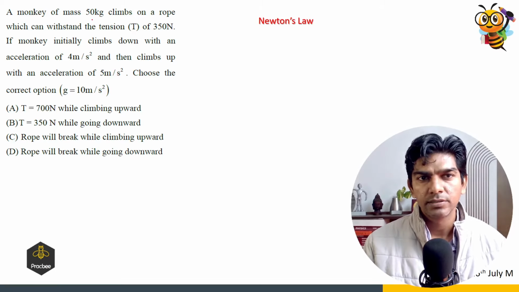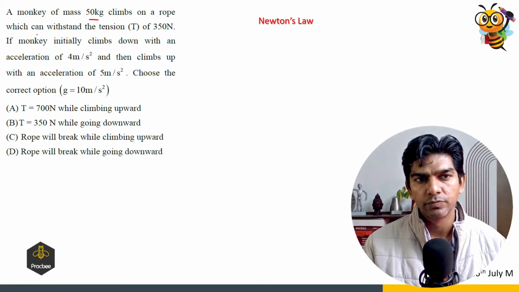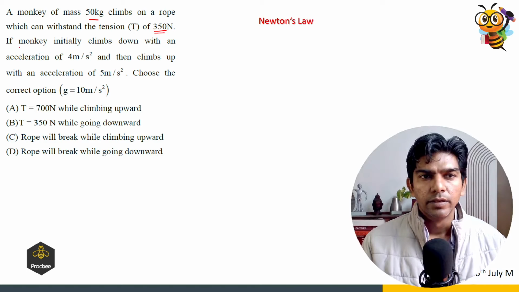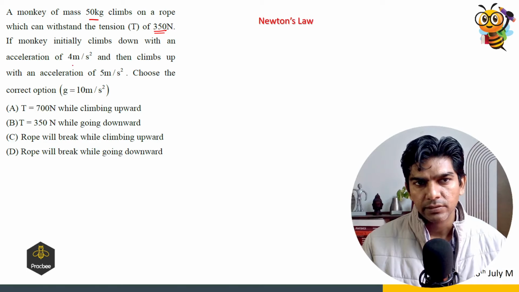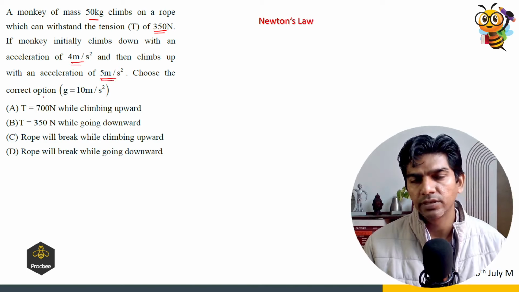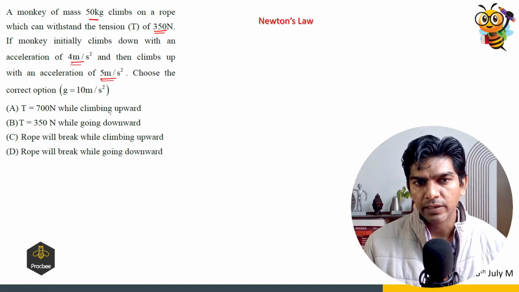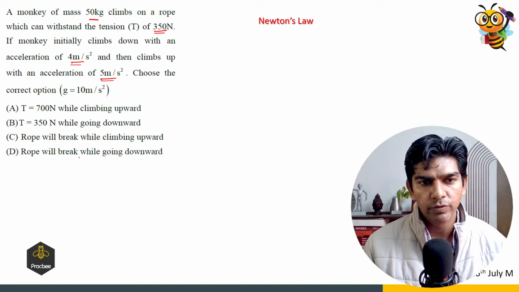A monkey of mass 50 kilograms climbs on a rope which can withstand a tension of 350 Newton. If the monkey initially climbs down with an acceleration of 4 meters per second square and then climbs up with an acceleration of 5 meters per second square, choose the correct option. So A, tension is 700 Newton while climbing upward, tension is 350 Newton while climbing down. B, rope will break while climbing down, and C, rope will break while going up. Let us see.